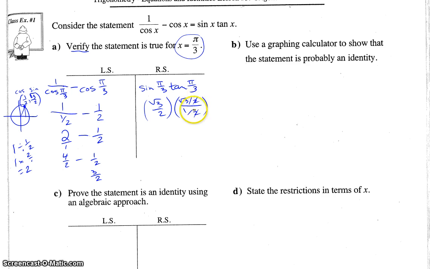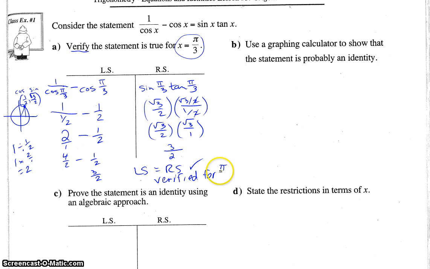We did that quite often in our work with the unit circle. So now we have root 3 over 2 times root 3 over 1. Multiply your numerators. Root 3 times root 3 would be 3, or root 9. And 2 times 1, 2. And there we go. Left side equals right side. It is verified for that value, verified for pi over 3.